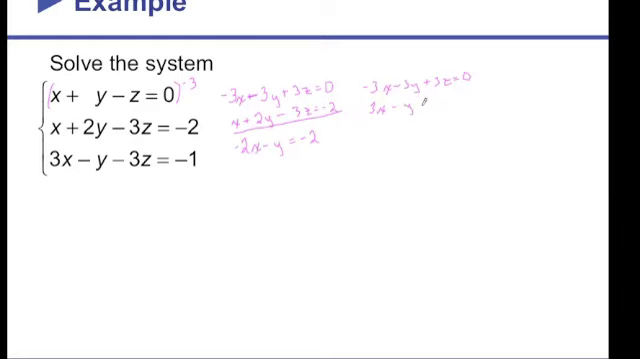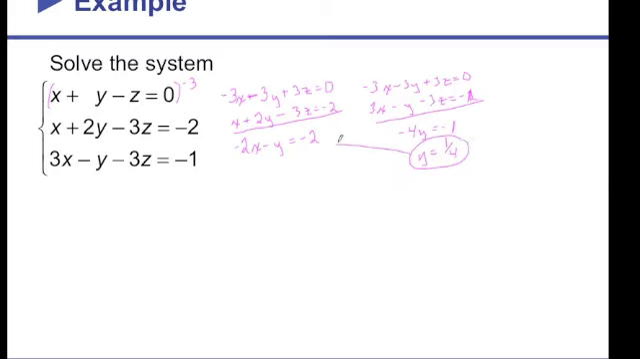3x minus y minus 3z equals negative 2. Oh, x's go out also, so I have negative 4y equals, whoops, this is negative 1, not negative 2, equals negative 1. So y turns out to be 1/4, and I already have one solution.